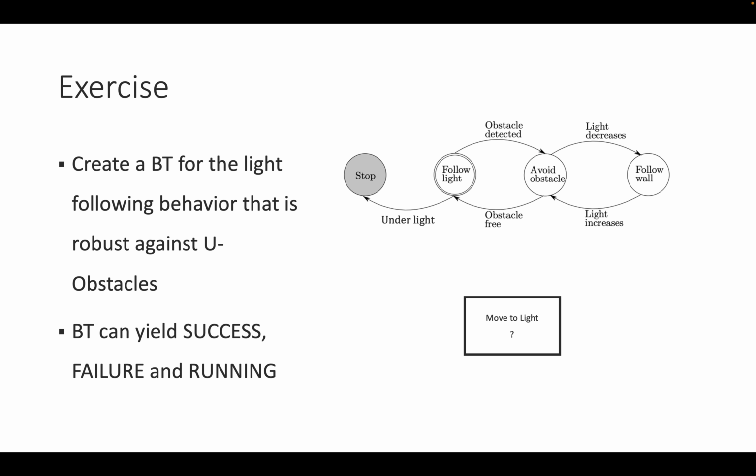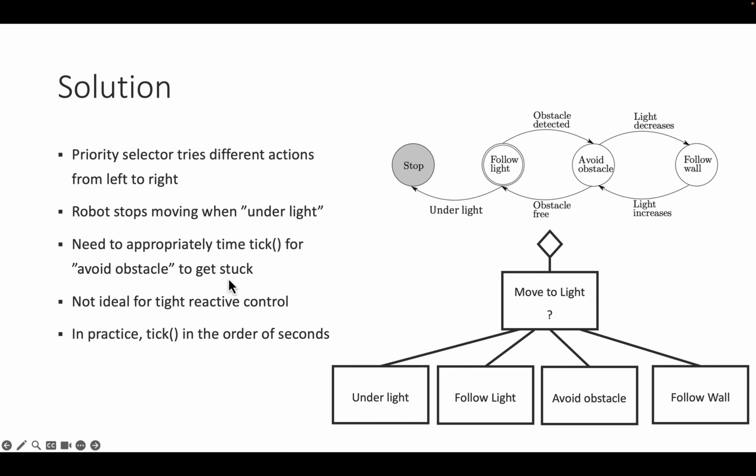All right, I'd like to do an exercise with you, and that is to create a behavior tree for the light following behavior that is robust against a U obstacle. So what you have to do is create a sequence or a selector, as I suggest here, which is called move to light, and which succeeds once you are under the light and fails otherwise. So here is how this looks. You actually would want to implement a priority selector that tries different actions from the left to the right.